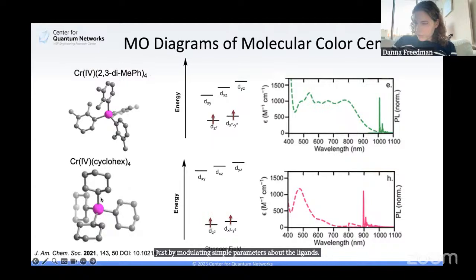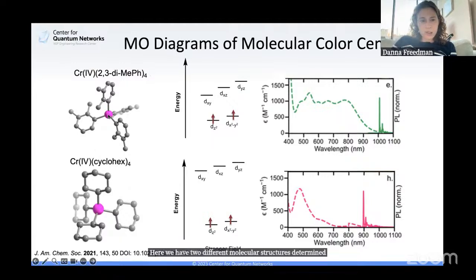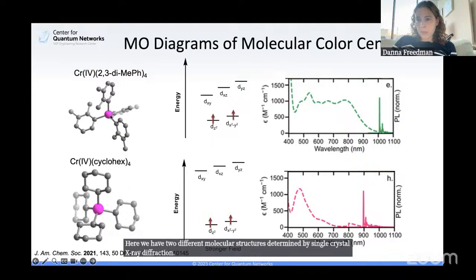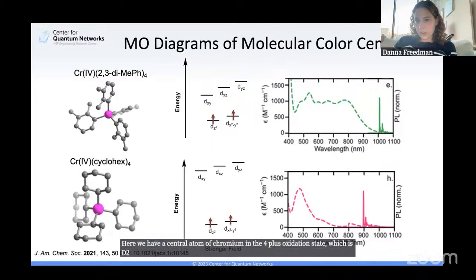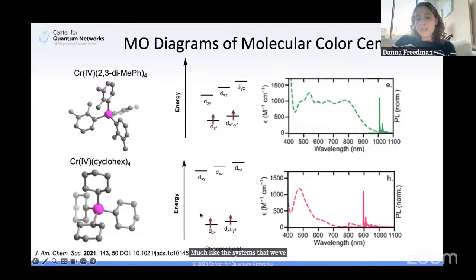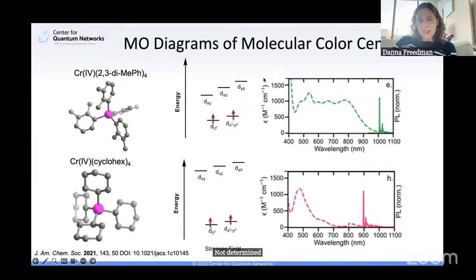And so, in case you're not used to seeing molecular structures, here we have two different molecular structures determined by single crystal X-ray diffraction. Here we have a central atom of chromium in the 4 plus oxidation state, which is d2. It has two d electrons, much like the systems that we've been talking about. They're effectively degenerate in a geometry like this, and these are the d orbitals splitting as calculated, not determined empirically, in an extremely exaggerated configuration.